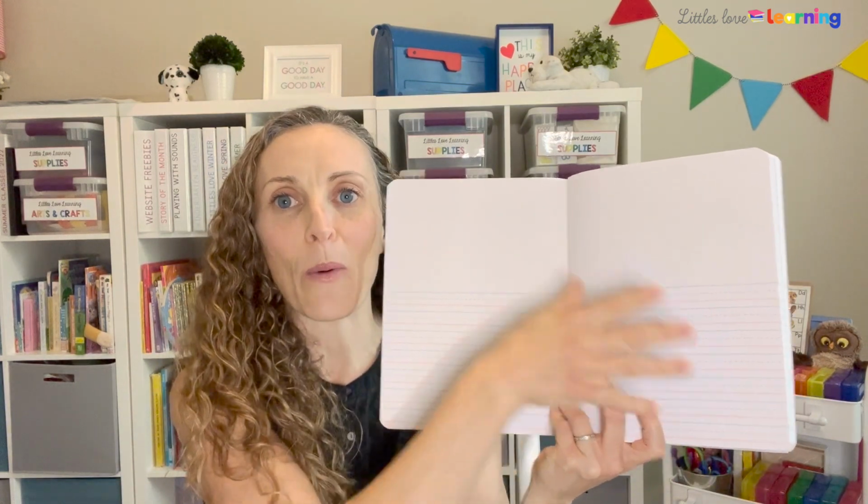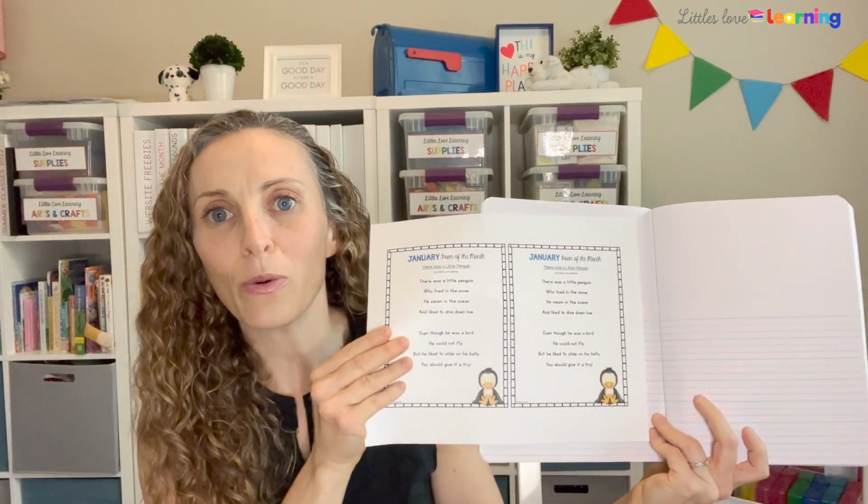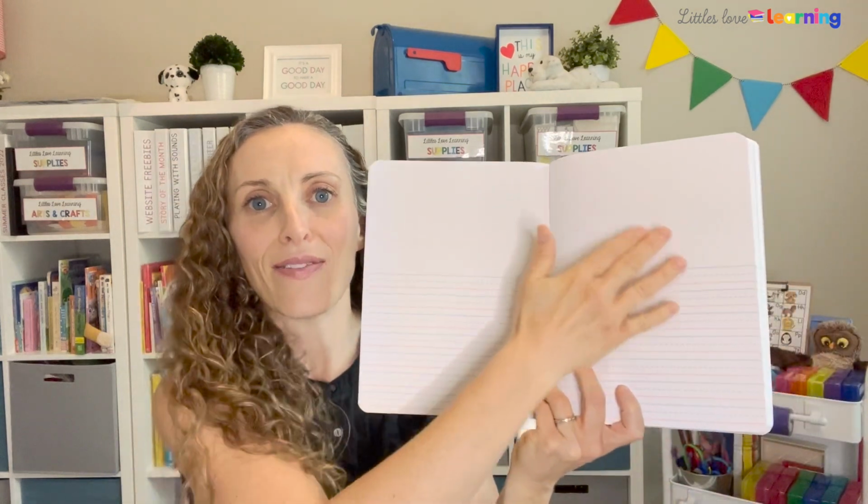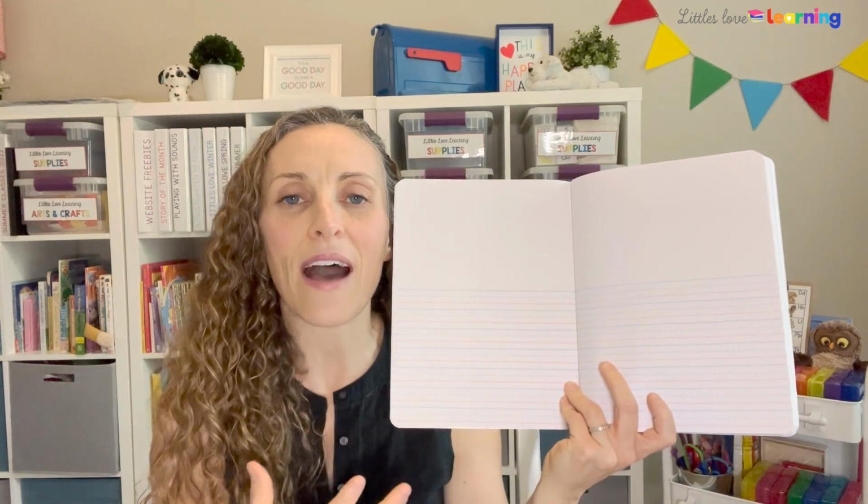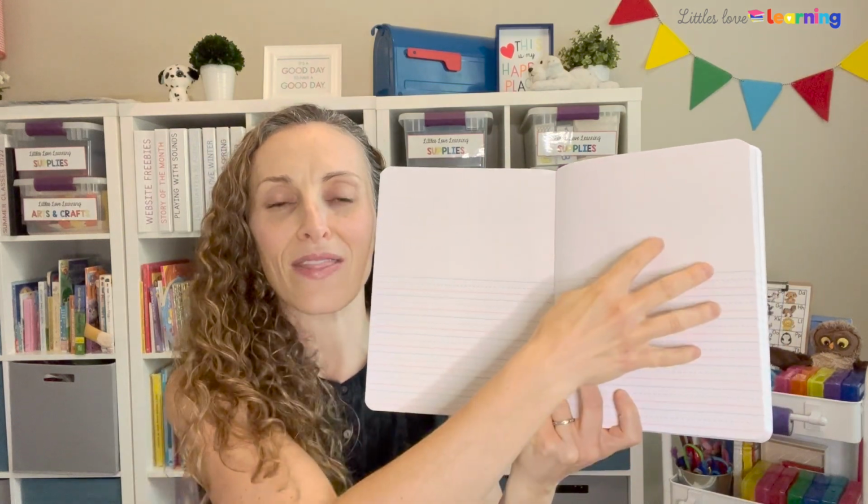Anything to do with the poem. But it could be glued here. So you just print it out smaller, 2 to a page, glue it here, and then you would have some sort of extension activity or idea on this side.